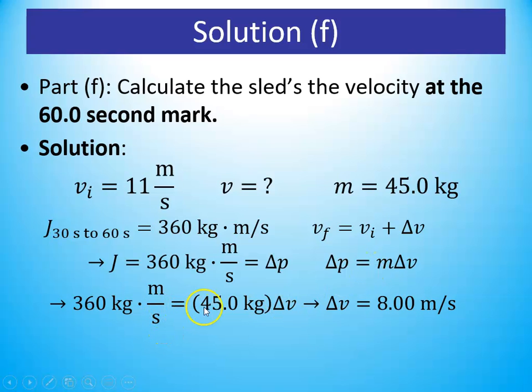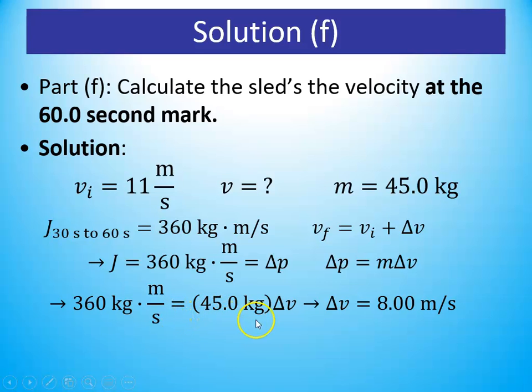So the mass, therefore, that's 45 kilograms. And, well, let's see now. I think we can do this in our head. I know that 45 times 2 is 90, okay? And I also know that 36 divided by 9 is 4. So 360 divided by 90 is also 4.